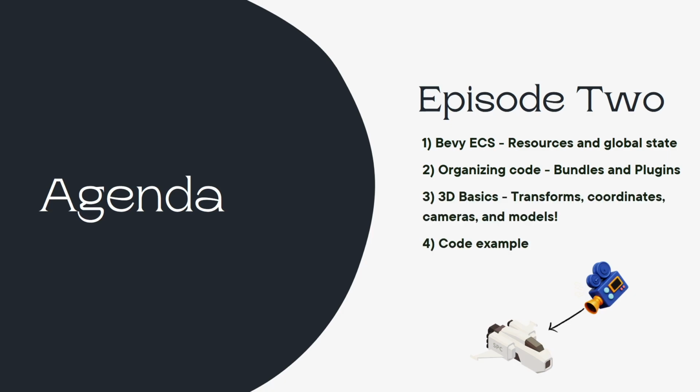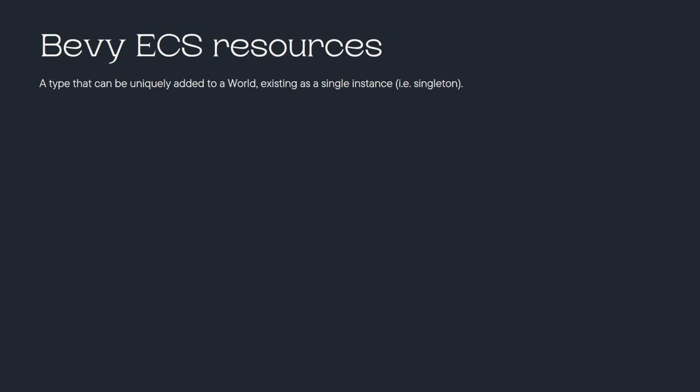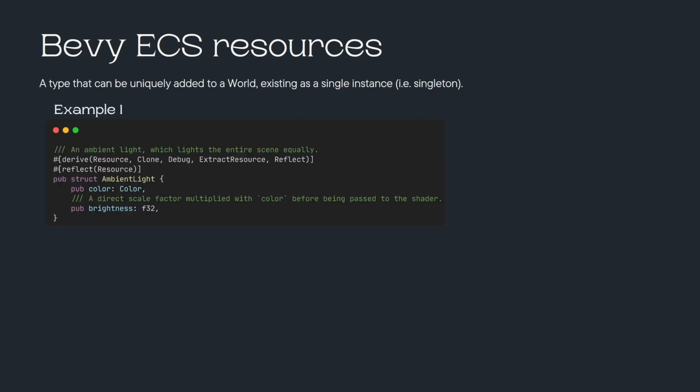So first we're going to talk about resources. Resources in Bevy are singletons, meaning there's only one instance of each resource available across all systems. For example, Bevy defines an ambient light. This resource can be tuned by setting the color and brightness. When the ambient light is inserted to the scene, that is, we add it to the game world, models will be uniformly illuminated.